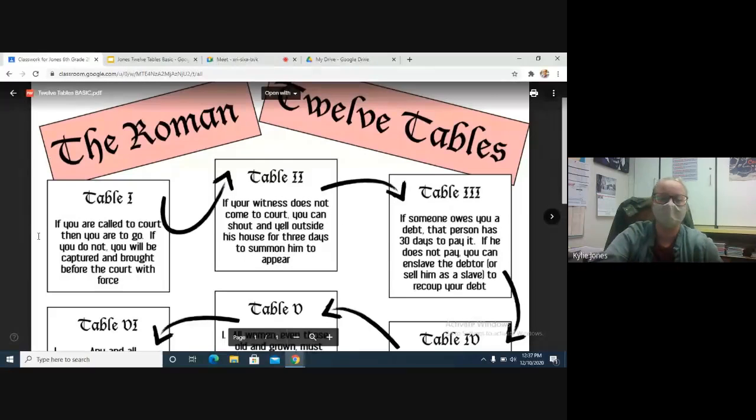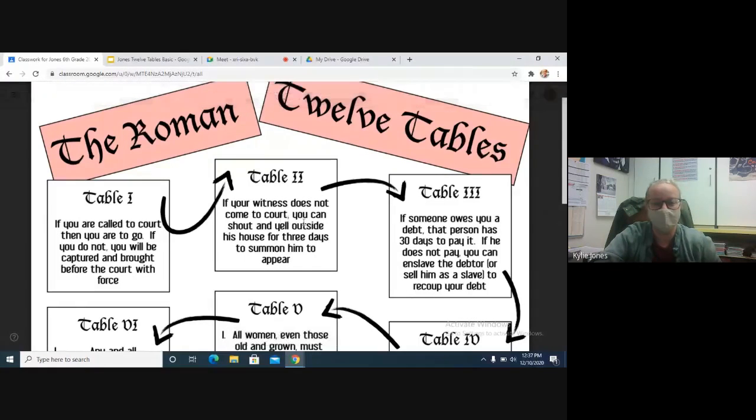Table number 2 says that if your witness does not come to court, you can shout and yell outside his house for 3 days to summon him to appear. So if someone that you need is supposed to show up to court and they don't come, you can go and stand outside their house and yell at them for 3 days until they go to court. That's what that one says. What the heck, man? Go to court.